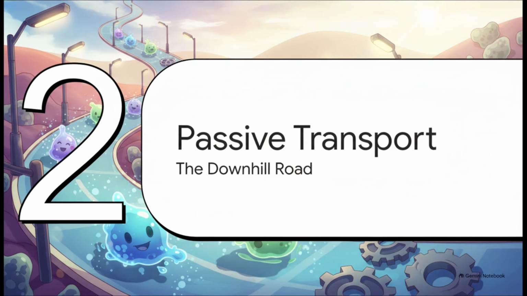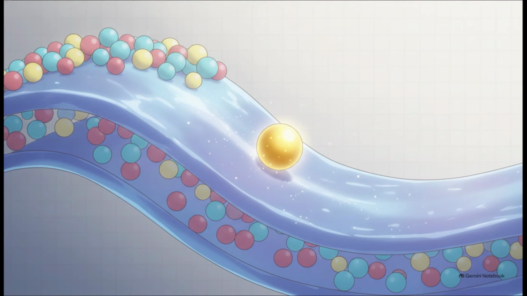Highway 1. Passive transport. The downhill road. This is our first major route, and it's basically the place where your cellular machinery finally gets to take a little breather. So the absolute rule of thumb for passive transport is that substances always, and I mean always, move down their concentration gradient. That means they're traveling from an area where they are super concentrated down to an area where there's less of them.